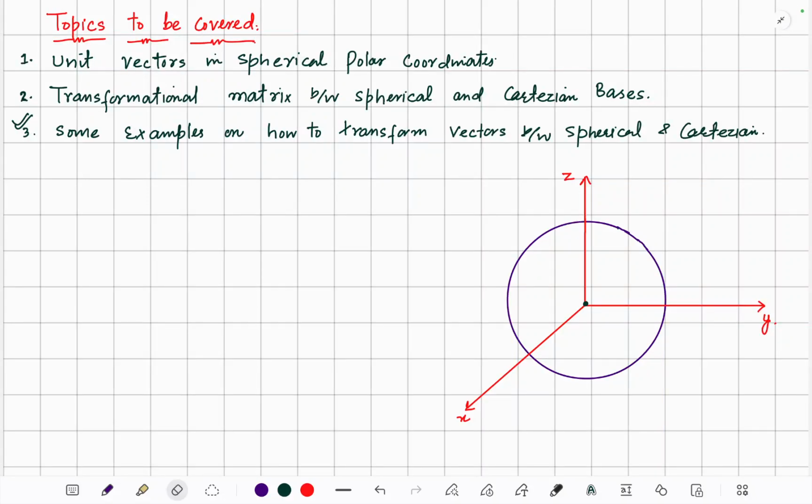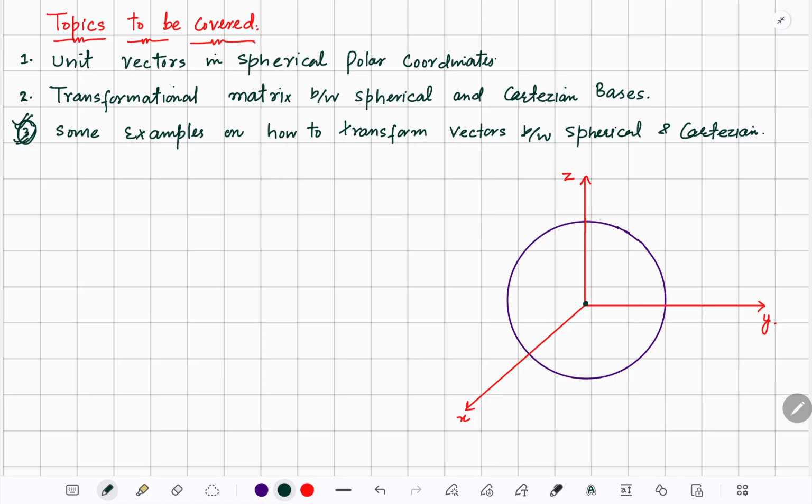Hi everyone, welcome back. In this video, we are going to understand how to transform a given vector in the spherical polar coordinate system into the Cartesian, and how to transform a vector given in the Cartesian to the spherical polar coordinate system. This would be the main topic of this video.